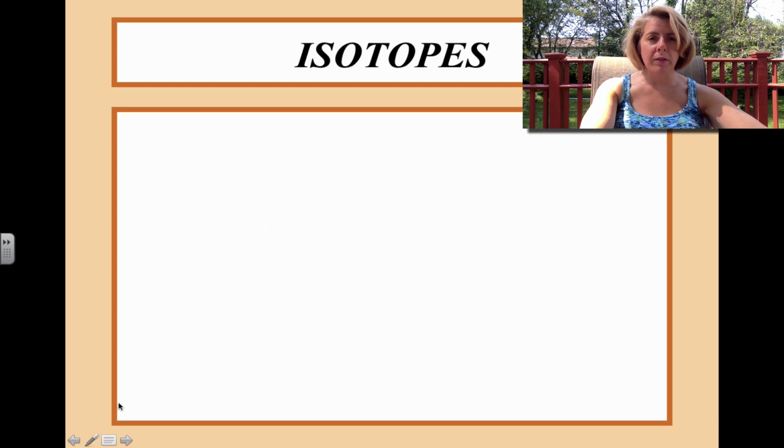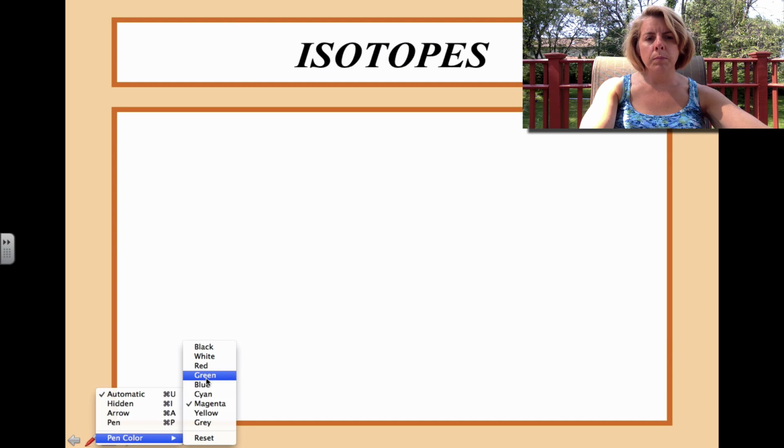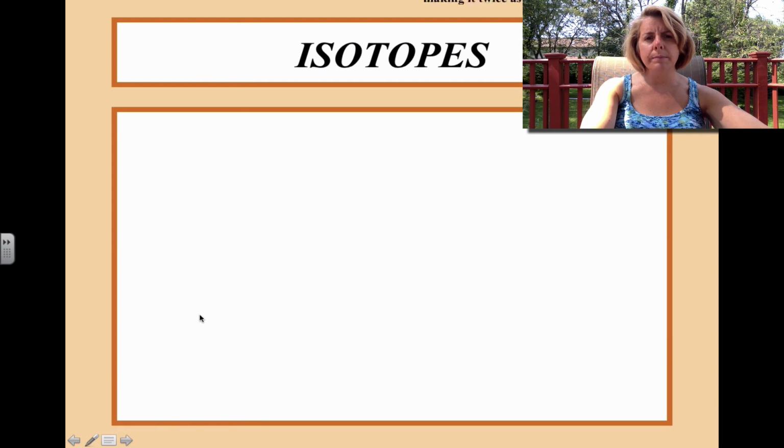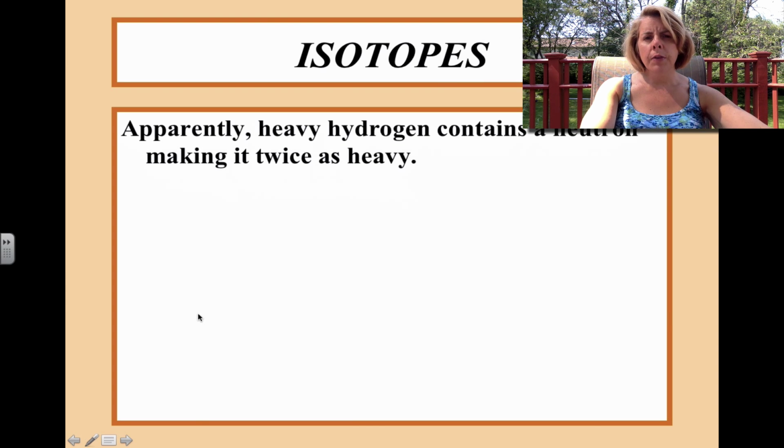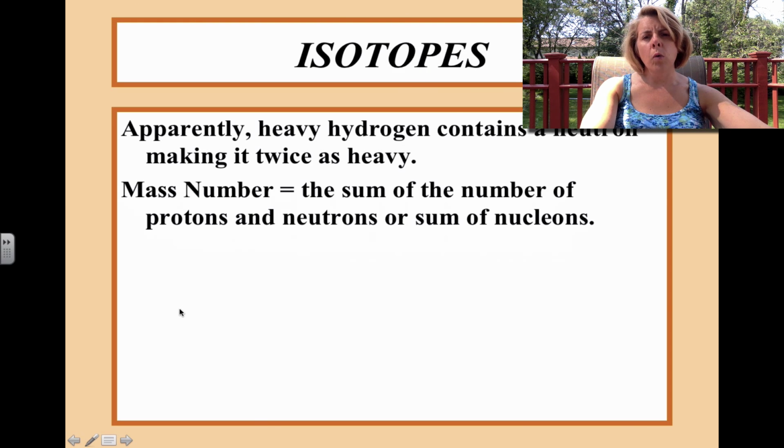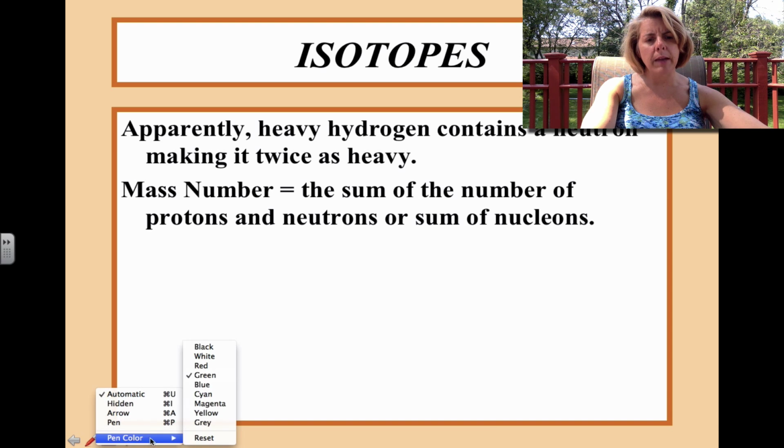Okay, so guess what? Dalton's theory of atomic structure had to be revised. So they discovered that, in addition to the proton, there was an extra particle called a neutron. So what does this mean? Well, they had to come up with something which they call a mass number.